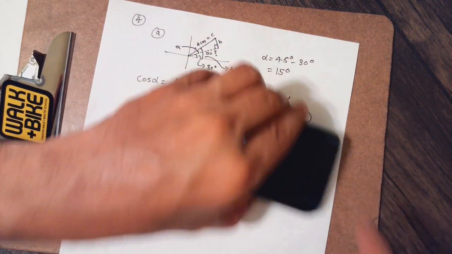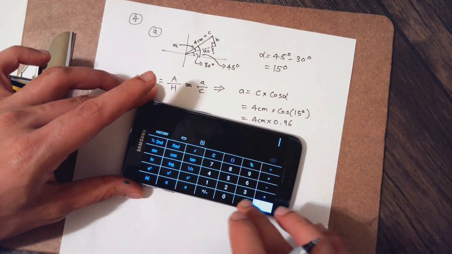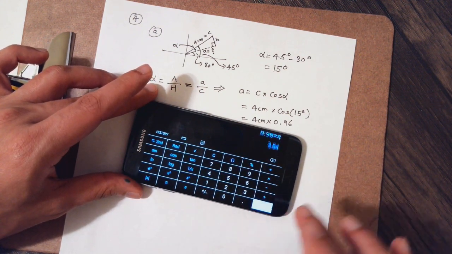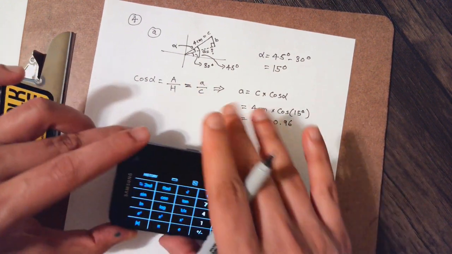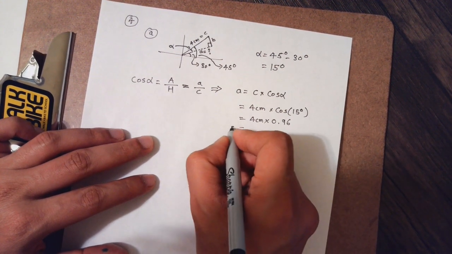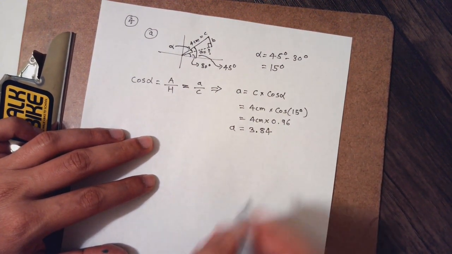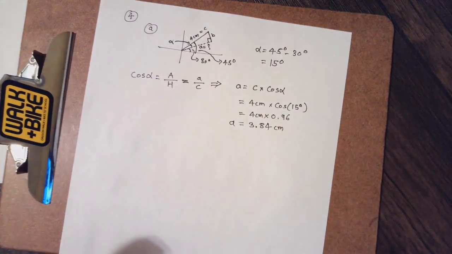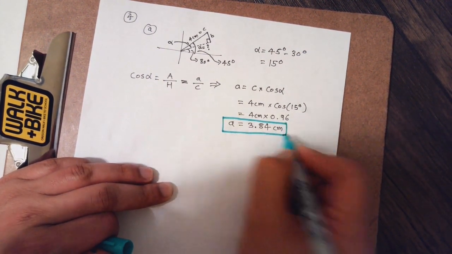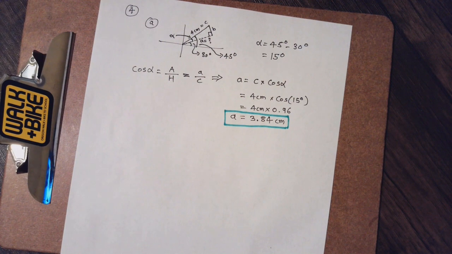Let's see, 0.96 times 4 centimeter is 3.84. So A must be, the dotted line must be 3.84. What is the unit? Centimeter. Good. All right. What's the next one?